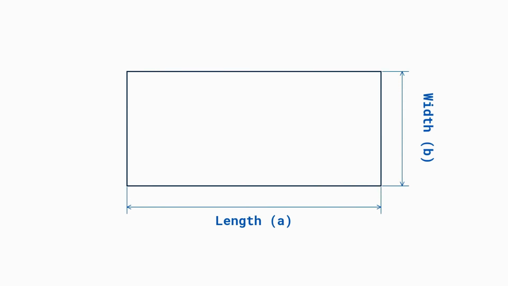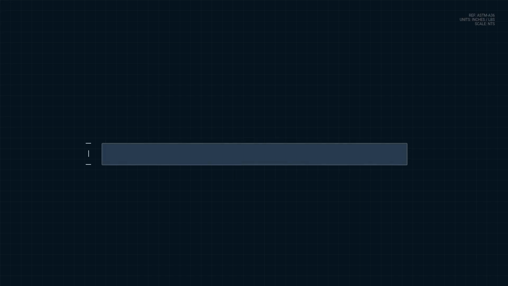Next, enter the plate length, A, and plate width, B, in inches. Then, input the plate thickness, T, also in inches. The applied load, P, represents the total load on the plate in pounds. Finally, enter the elastic modulus, E, in PSI, which is the material's stiffness property.